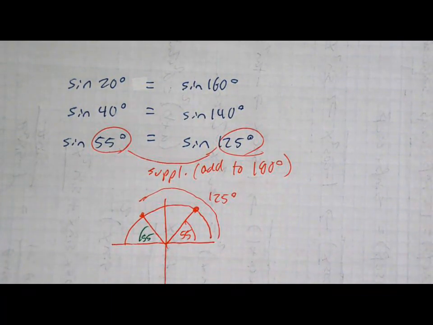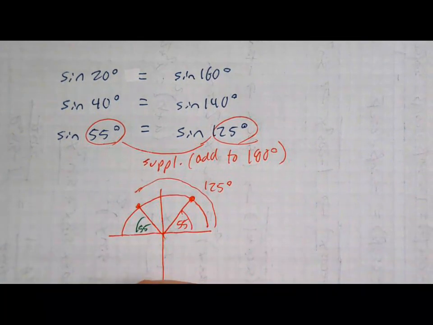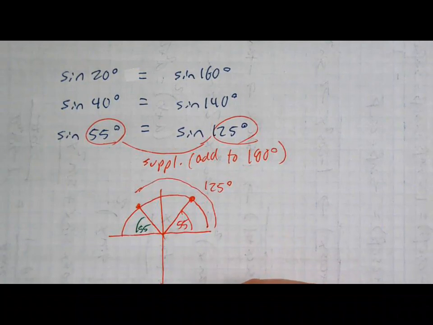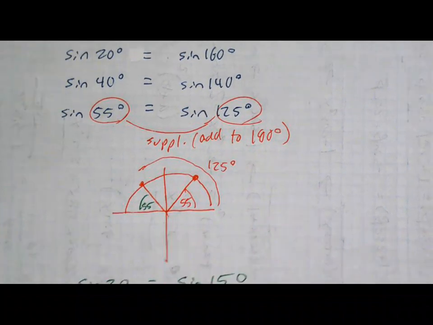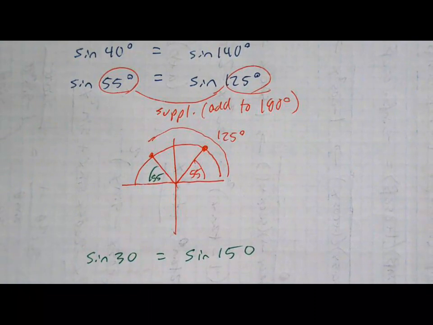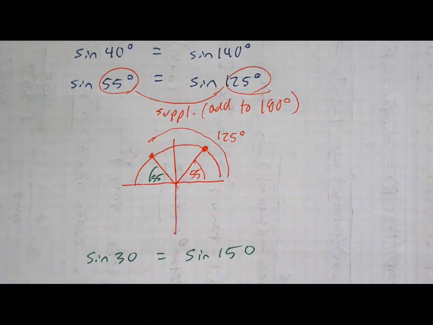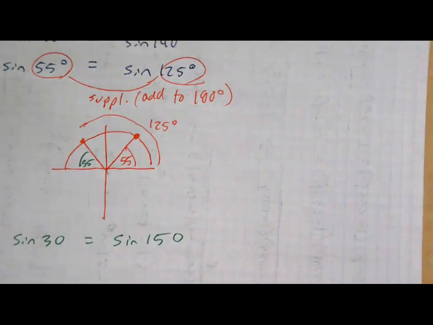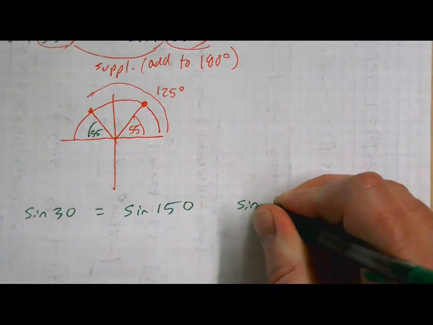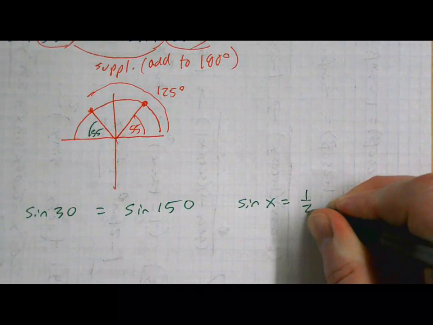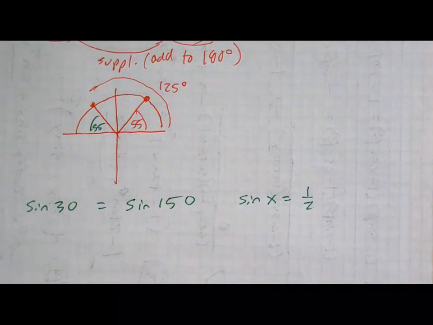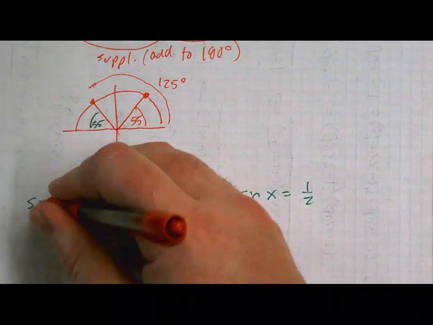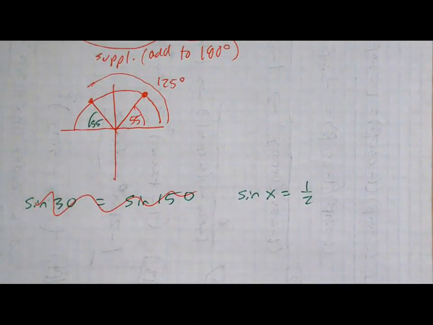Okay, so here I got some trouble for you. One more. Type in the sine of 30, and it should be the sine of 150, right? Because both of them are a half. Agreed? So if I gave you an equation that said sine x equals a half, and I asked you to solve it, here's where the trouble comes in. How would a geometry student solve that equation? How would they get that x by itself?